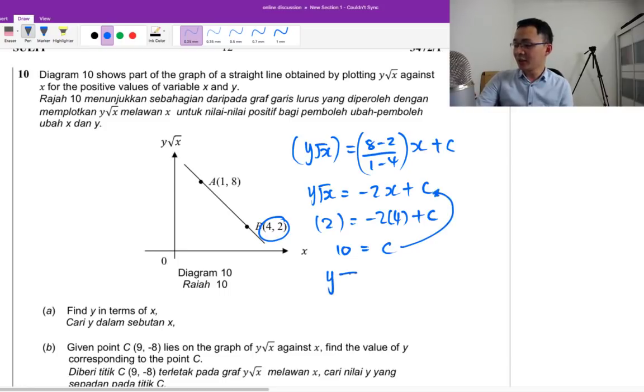So y square root x equals negative 2x plus 10. But the question wants y in terms of x, right? So I will move the square root x to the other side. I get negative 2x plus 10 over square root x. Alright, this is my answer.